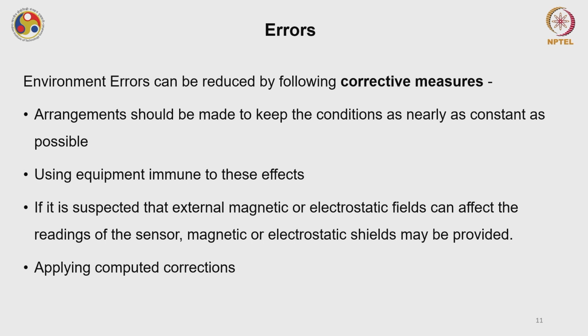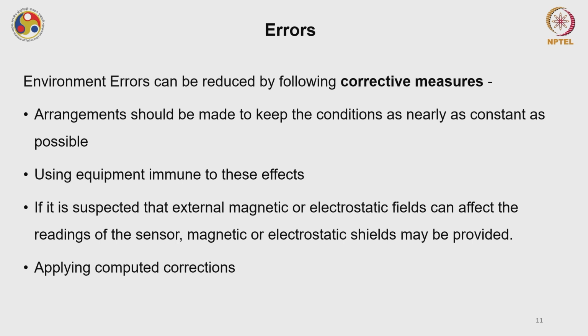We can do some local ambient conditioning; nowadays people are using that. We should also use sensors which are immune to these effects, though usually it is very difficult to make a sensor which is immune to ambient conditions. If it is suspected that external magnetic or electrostatic fields can affect the reading of the sensor, magnetic or electrostatic shielding can be provided.